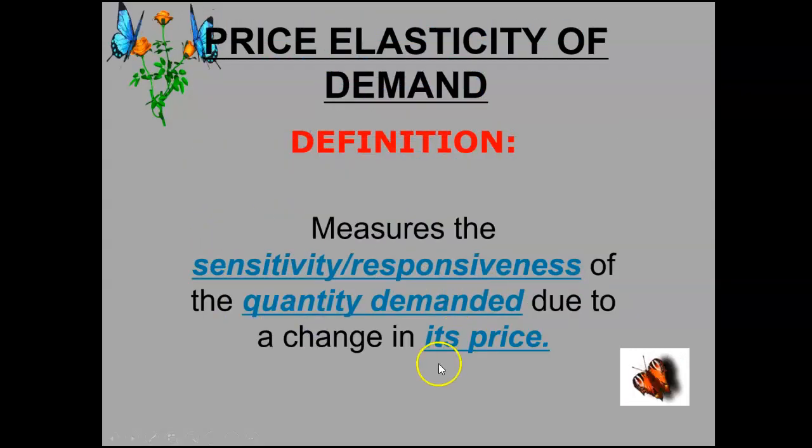Okay, so price elasticity of demand ni maksud dia apa? Dia measure the sensitivity or responsiveness of the quantity demanded due to a change in its price. So it means that kita nak tengok sama ada berapakah degree of elasticity tu, darjah kekesahan, kita sebut sebagai dia kesah ke tak, dia respon ke tak, terhadap perubahan harga yang berlaku.